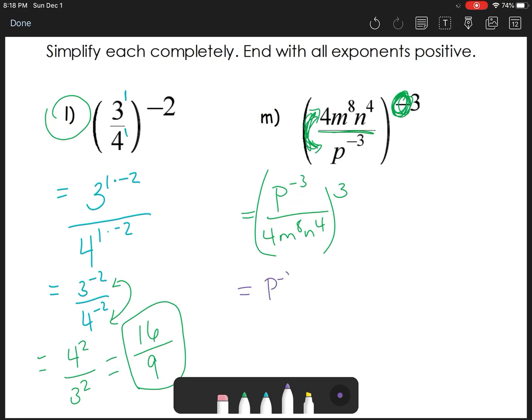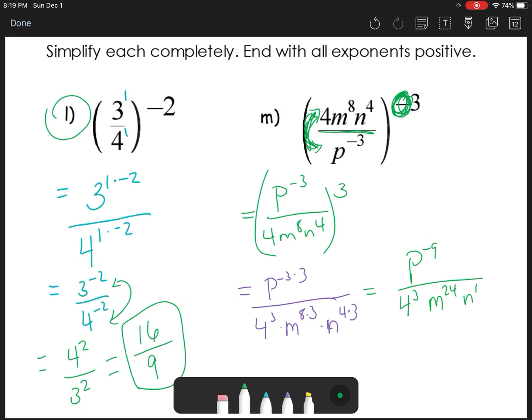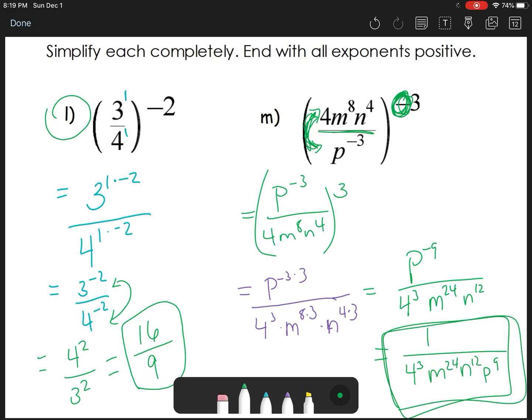Well, p to the negative 3rd times 3 over 4 raised to the 3rd power times m to the 8 times 3 and n to the 4 times 3. Evaluate that, leaving us with p to the negative 9th over 4 to the 3rd times m to the 24th and n to the 12th. Well, we can't have that negative exponent in our numerator, so we'd have 1 over 4 to the 3rd times m to the 24th times n to the 12th times p to the 9th, and that would be our answer. You could also evaluate 4 to the 3rd to write it as 64.